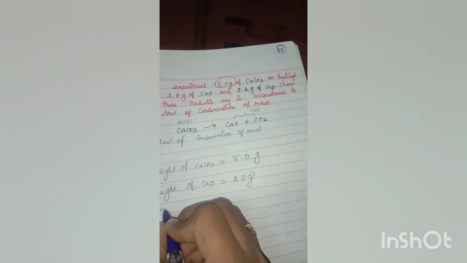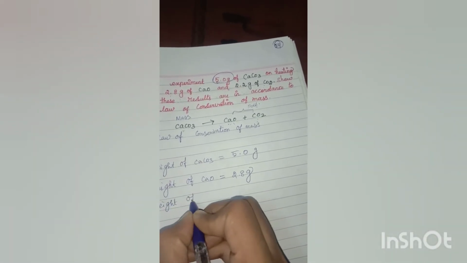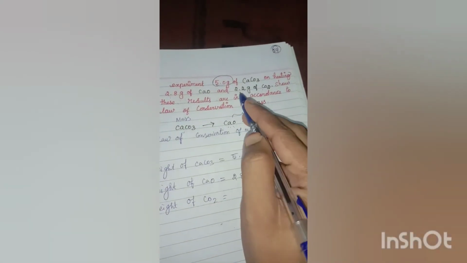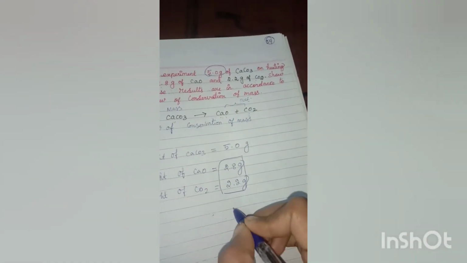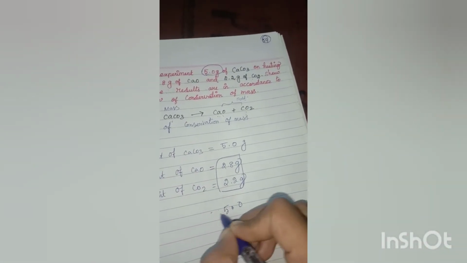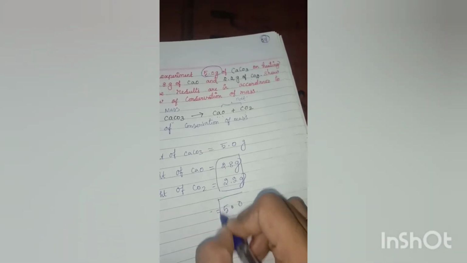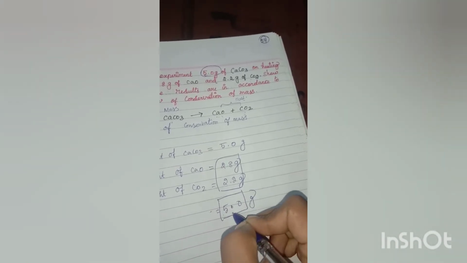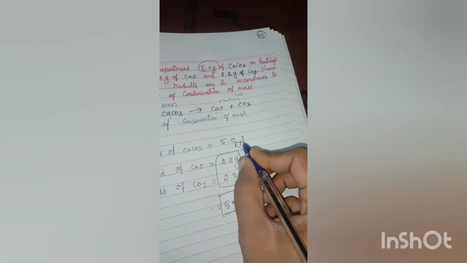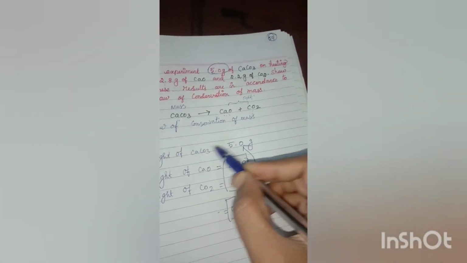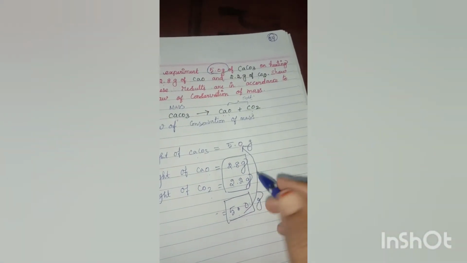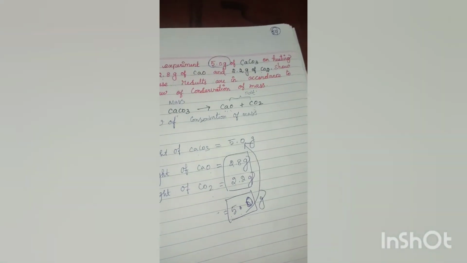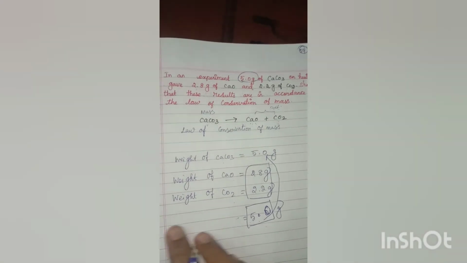So what is the weight of carbon dioxide they have given? 2.2 gram. So just calculate these two. Just add these two, we got 5.0. So what, the same value we got here? CaCO3 mass is equal to the CaO and CO2 total mass. Okay. So we proved it through the problem.